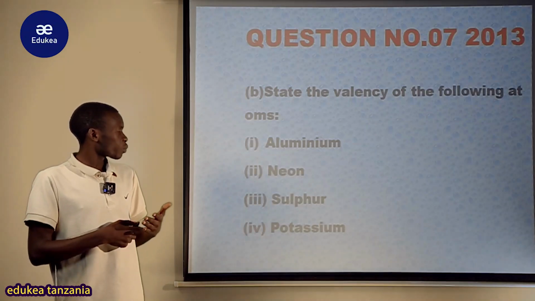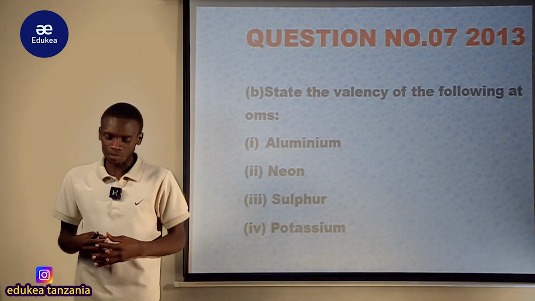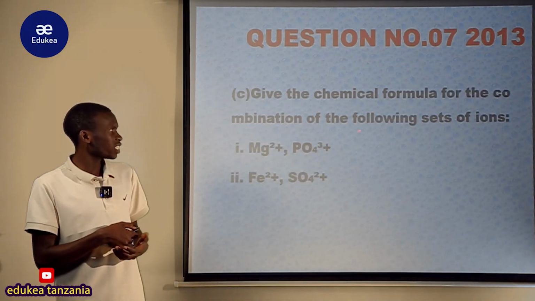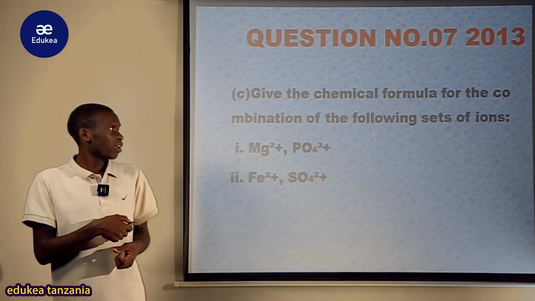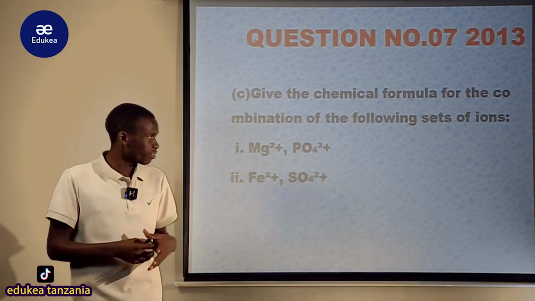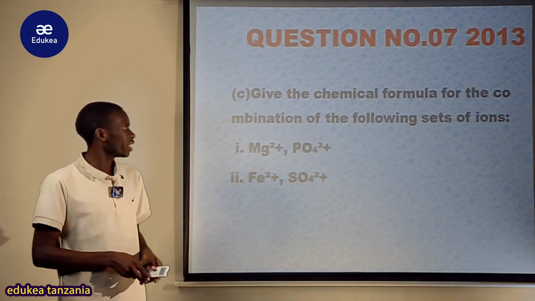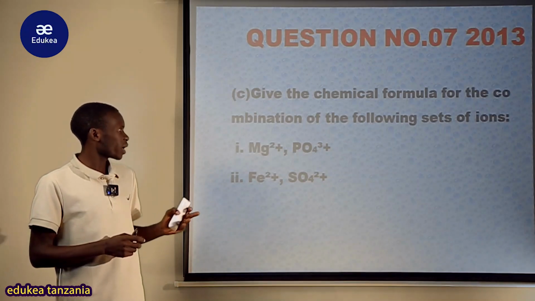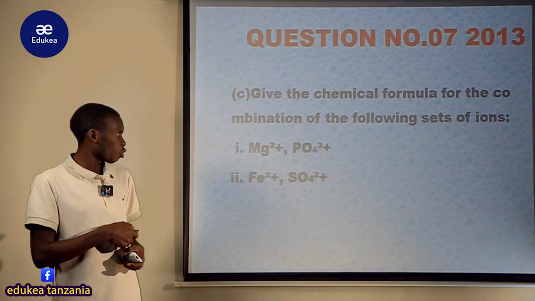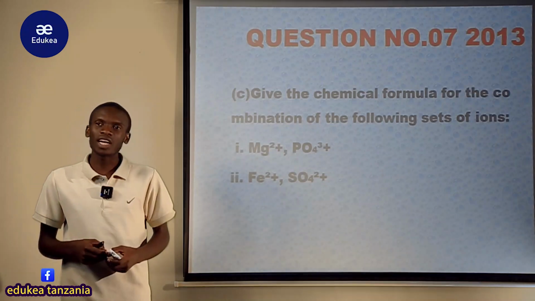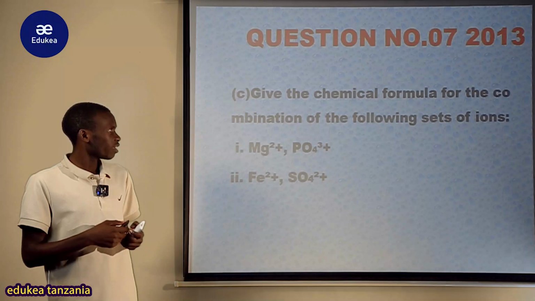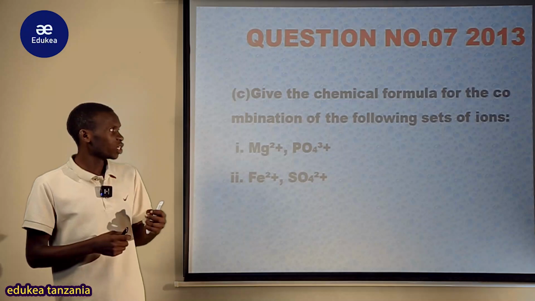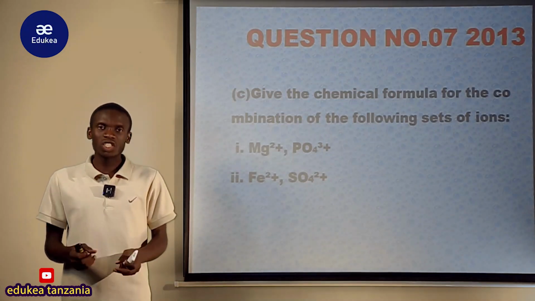So this was the question number 7. And the part C of the question was, give the chemical formula of the combination of the following set of ions. So part C of the question needs only to give the formula by combination of magnesium and phosphate, also iron and the sulfate. So that was the question number 7 of 2013. So let's see the answer.